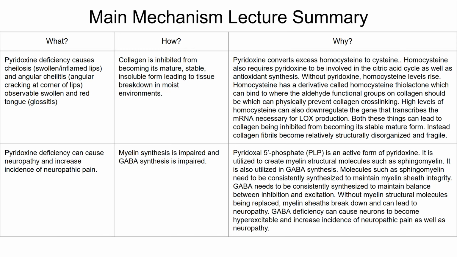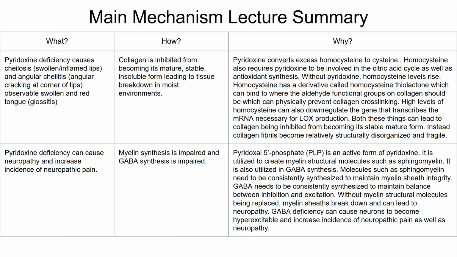High levels of homocysteine can also downregulate the gene that transcribes the mRNA necessary for LOX production. Again, that's related to collagen. Both these things can lead to collagen being inhibited from becoming its stable, mature form. Instead, collagen fibrils will become relatively structurally disorganized and fragile.